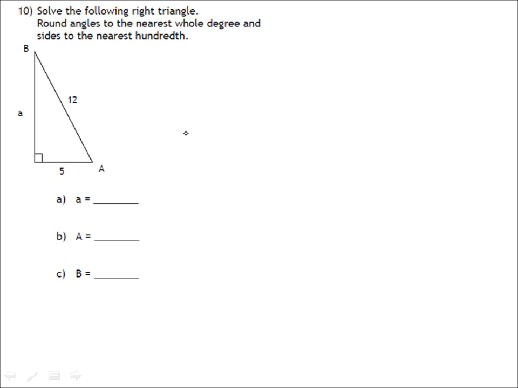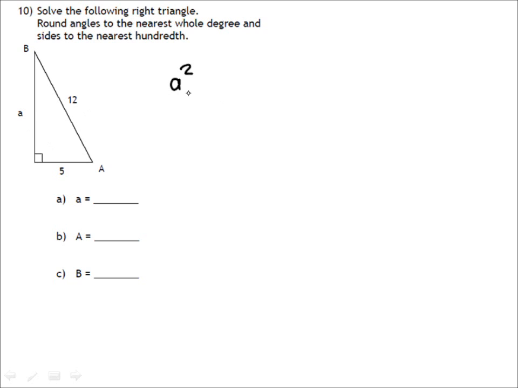On number 10, you're asked to solve the following right triangle. When we solve a right triangle, that means we need to find all the missing pieces. If you look at this triangle, we don't know the length of side A, this leg, and we don't know the two angles. So we'll begin by finding the length of side A. Of course, the Pythagorean theorem would work well here.